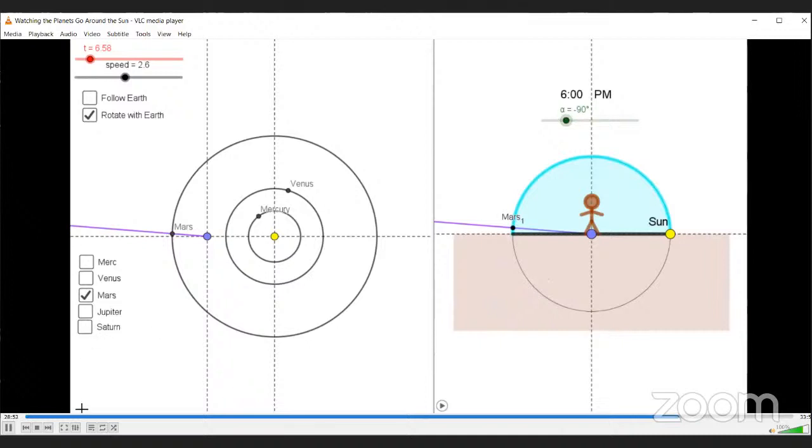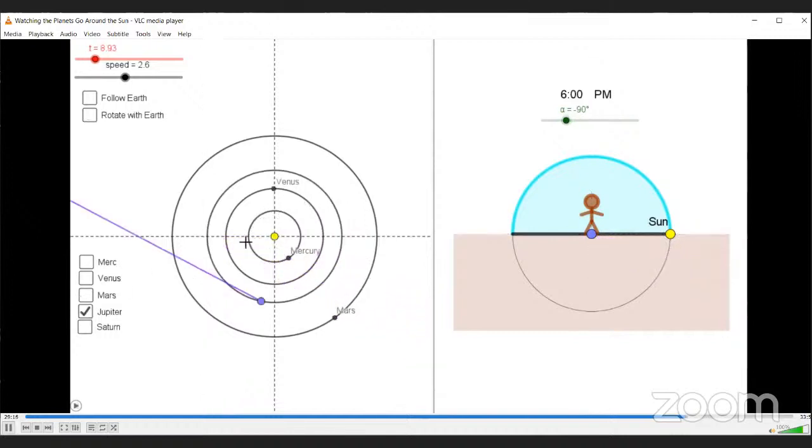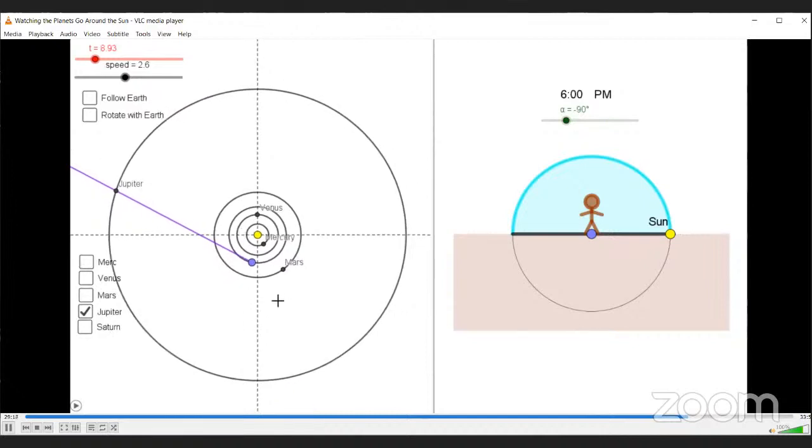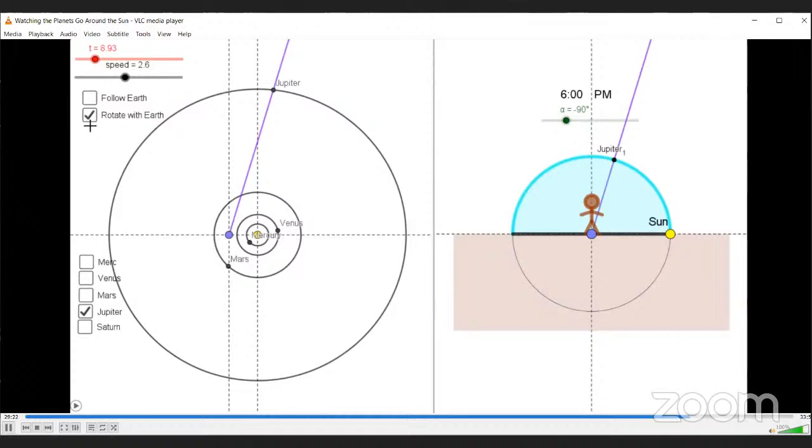Okay? And continues around. So what we're seeing is the actual orbit of the planet around the sun in a Copernican sense, with the slight modification that we are looking at it from a point of view of a frame of reference that's rotating to keep the Earth fixed. Let's go for Jupiter, and let's go ahead and rotate with the Earth and let it run.